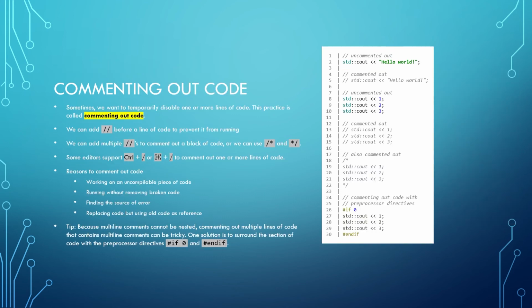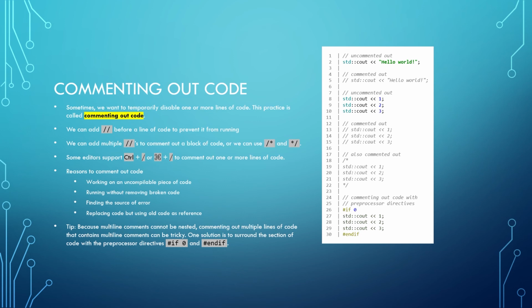Sometimes we want to temporarily disable one or more lines of code, and this practice is called commenting out code. We can add two forward slashes before a line of code to prevent it from running. We can add multiple of these to comment out a block of code, or you can use forward slash asterisk and asterisk forward slash to make it into a multi-line comment. Some editors support Control plus slash or Command plus slash to comment out one or more lines of code.